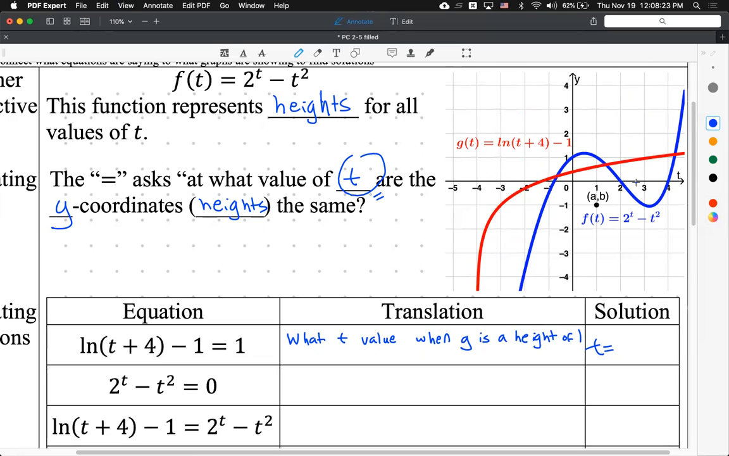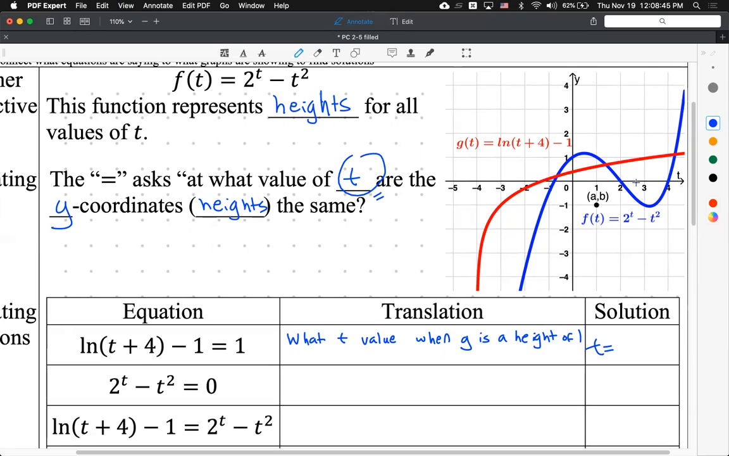All right, there. I have a height of 1 right there. What is the T value? I drop down to this T axis, and I say that T value is 3. There's only one answer. The answer here is 3. Again, why? It's asking the T value when G, this red function, has a height of 1.